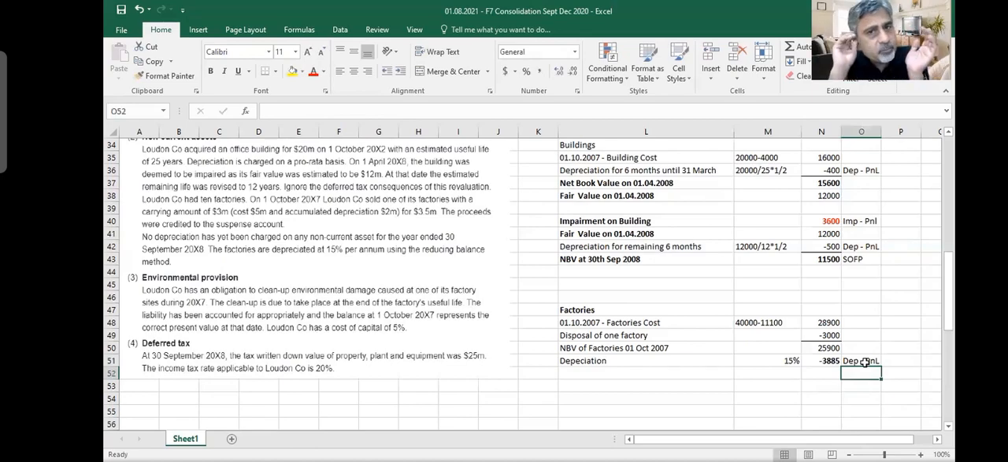Listen, if they tell you that this factory was sold at the end of the year, like on 30th September 2008, then I would have calculated depreciation on this amount, 28,900. But they told us that the factory was sold in the beginning of the year. So therefore, I calculated depreciation on the remaining amount.